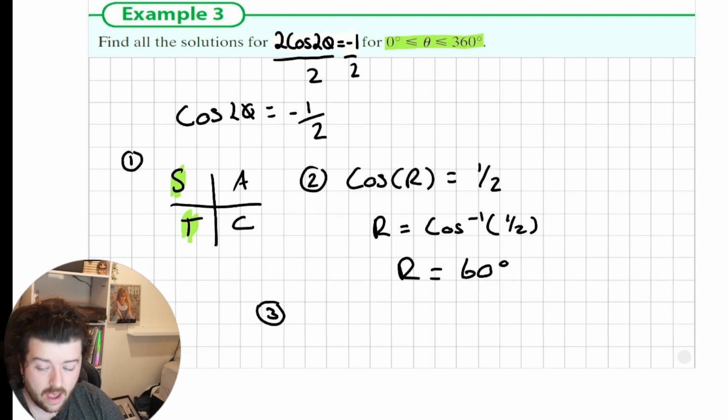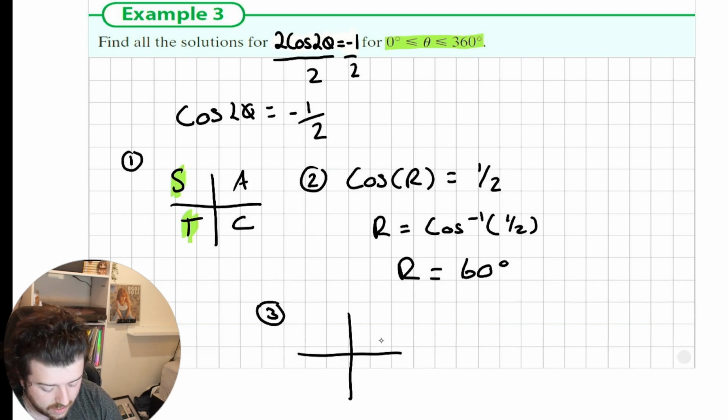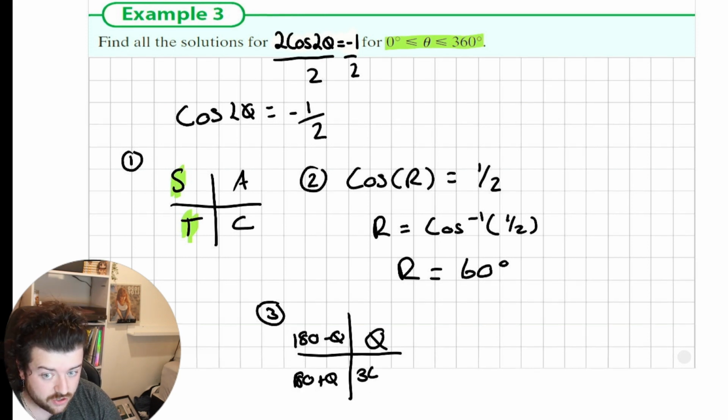Next step, I need to find my two angles. If you recall, if it's in the first quadrant, it's just my reference angle. If it's in the second quadrant, it's 180 minus my reference angle. If it's in my third quadrant, it's 180 plus my reference angle. And if it's in the fourth quadrant, it's 360 minus my reference angle.